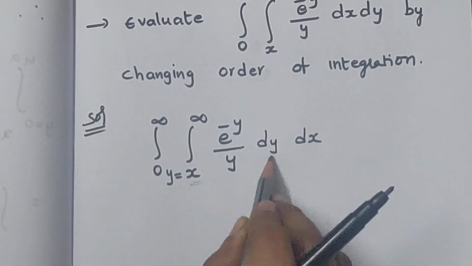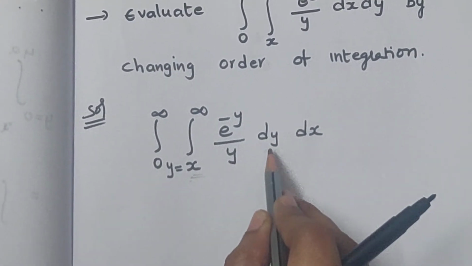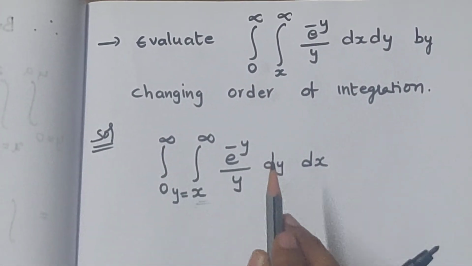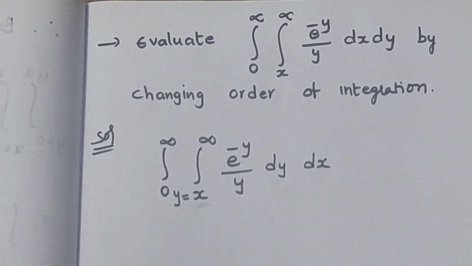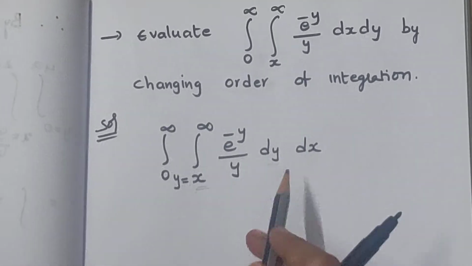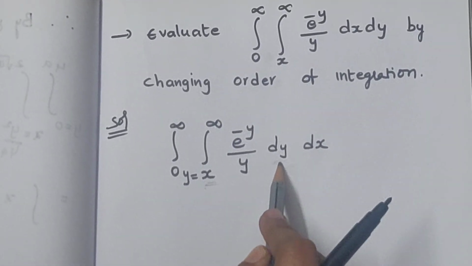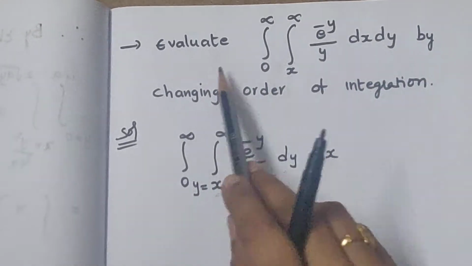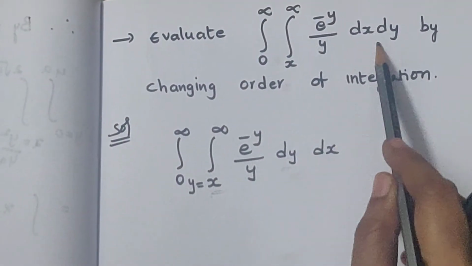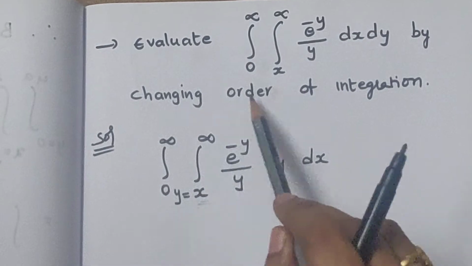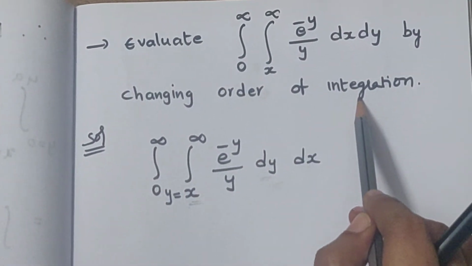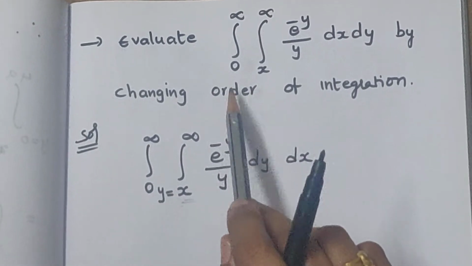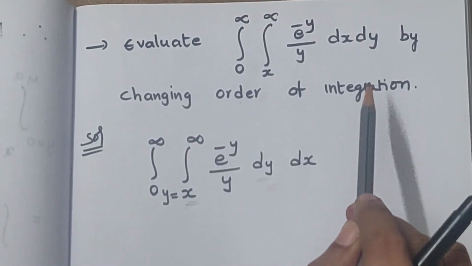So with respect to y, we have to do the integration first by keeping x a constant, and the resultant is with respect to x. So first we do the integration with respect to y according to the given limits. But here the problem is, evaluate this double integral by changing the order of integration. They ask, for this integral, change the order and later do the integration.